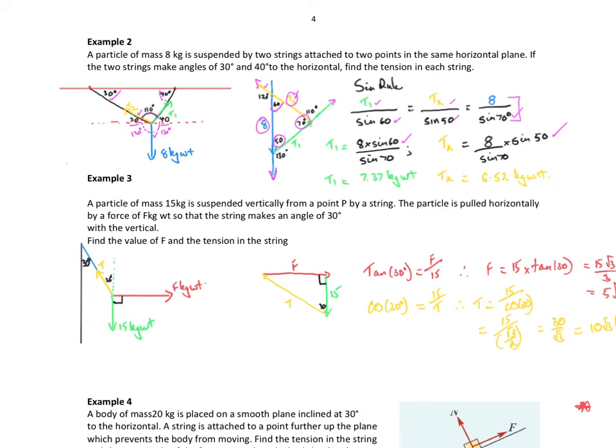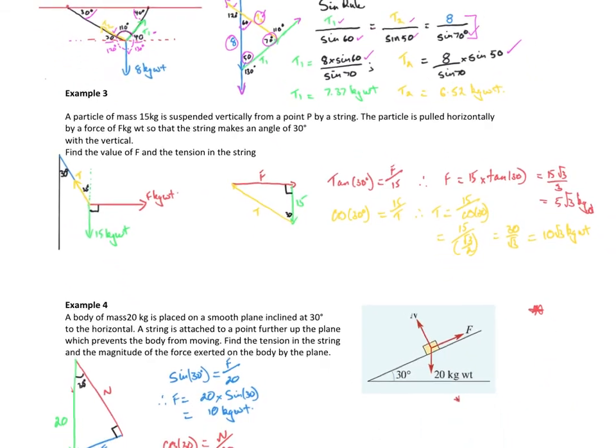And as you might expect, the T1, because it's acting a little bit more vertical, the tension in that string is a little bit greater, because it's acting more up and down. The angle's slightly different. All right, let's have a look at another one.